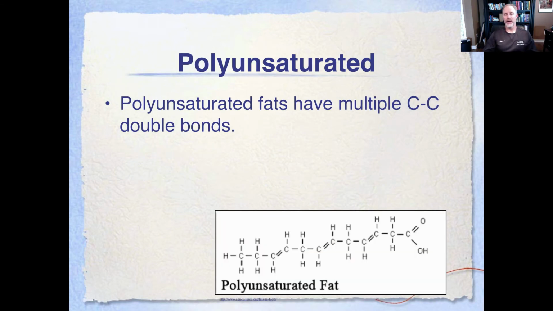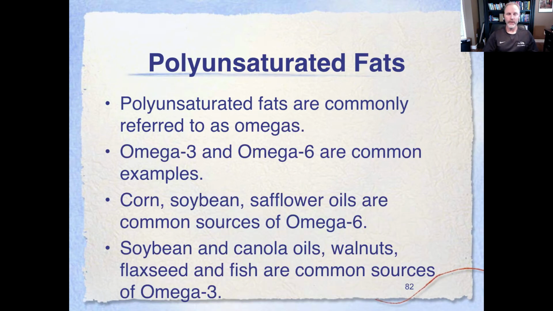Polyunsaturated fats, now poly meaning many, so there are two or more carbon-carbon double bonds throughout the fatty acid chain, and that's what's going to introduce the kinks and again allow them to be liquids at room temperature. And these types of things are like omegas, omega-3s, omega-6s. You find them in corn oil, soybean oil, safflower oil, walnuts, flax seeds, fish, things like that.